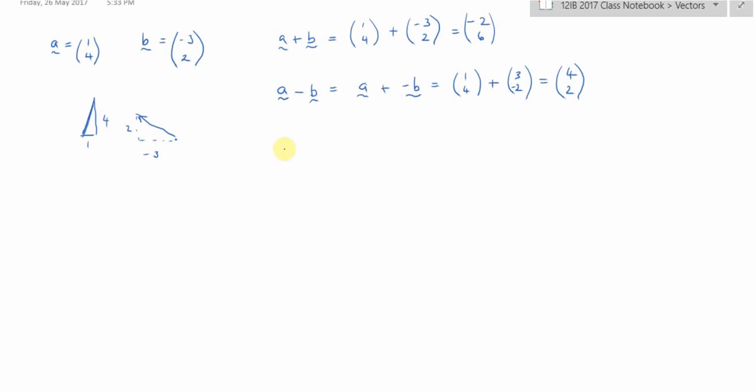We can also do multiplying. So we could have a scalar, say 2, and we could multiply our vector A by 2. So that means we've got 2 lots of our (1, 4), which gives us 2 times 1 is 2, and 2 times 4 is 8. Or we could multiply by a negative scalar. So we could do -3 times our B vector. So we have -3 times (-3, 2), which gives us (9, -6).